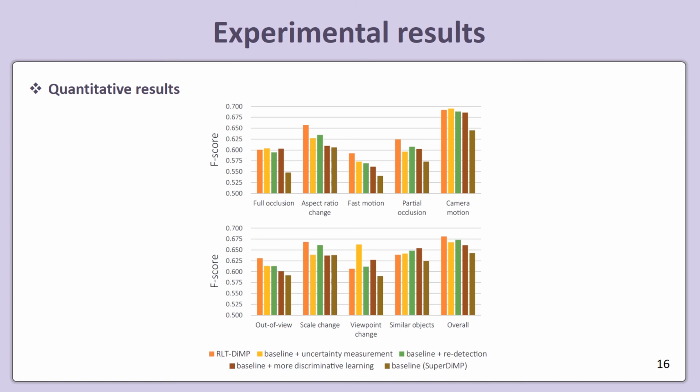In the visual attribute analysis, the proposed method surpasses the baseline tracker in all cases, especially in situations with visual characteristics of full occlusion, aspect ratio change, fast motion, and partial occlusion. Our method has an F-score 0.05 or more higher than the baseline.